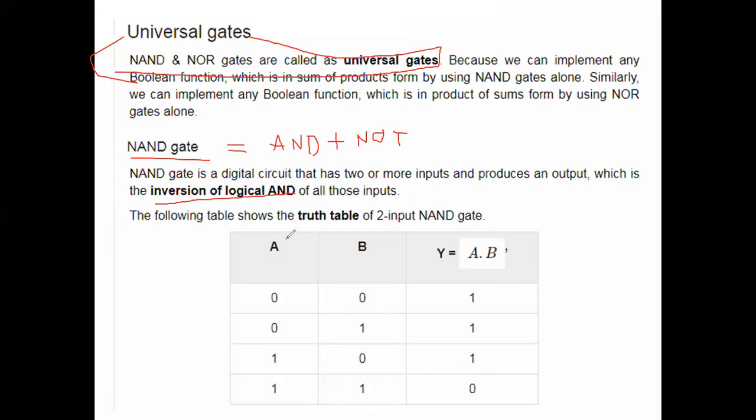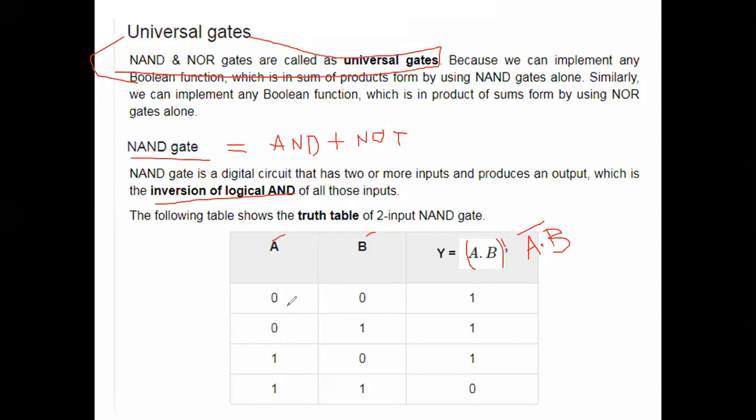So here, if you are taking two inputs A and B, A dot B is the AND, and this is its complement. This is also written as Y is equal to A dot B whole bar. In this way, we write the NAND gate expression. If you observe the AND gate table, the NAND gate is just the inversion of the AND gate.